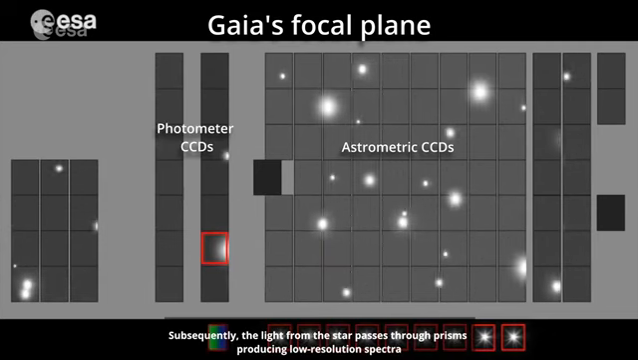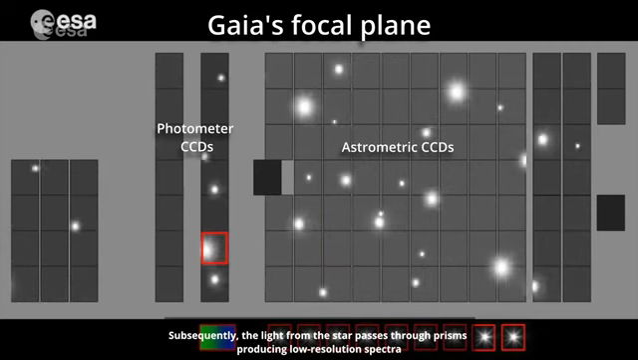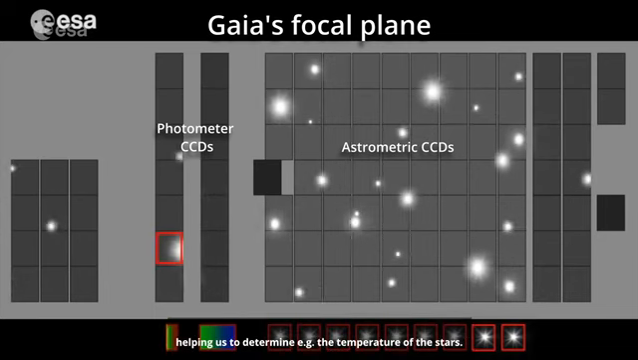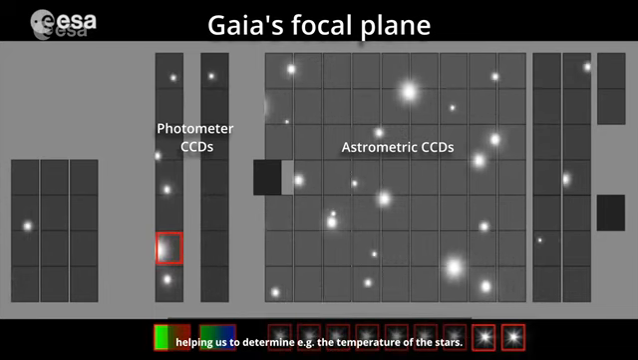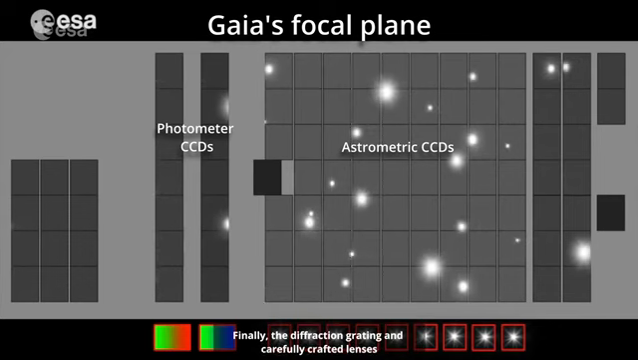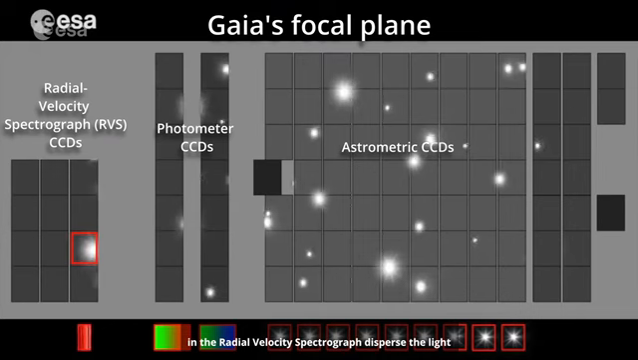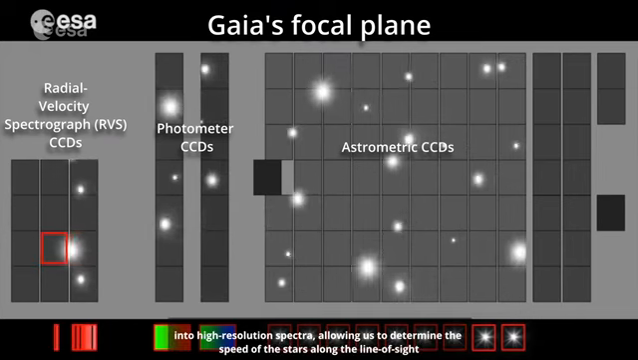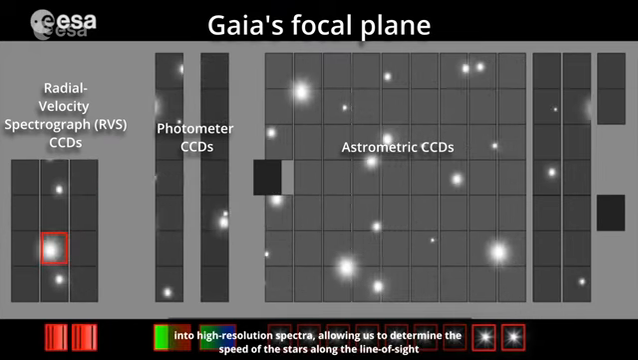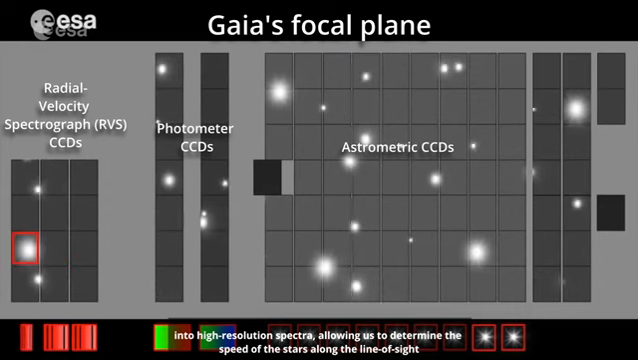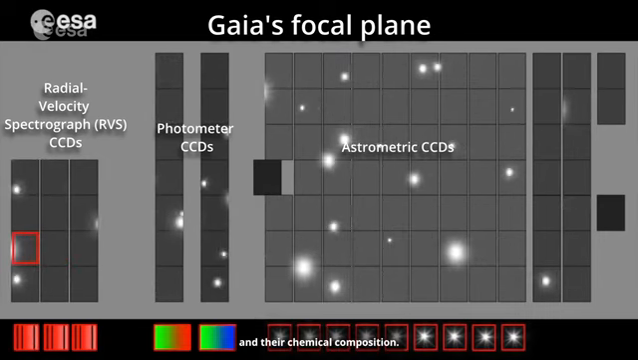Subsequently, the light from the star passes through prisms, producing low-resolution spectra, helping us to determine, for example, the temperature of the stars. Finally, the diffraction grating and carefully crafted lenses in the radial velocity spectrograph disperse the light into high-resolution spectra, allowing us to determine the speed of the stars along the line of sight and their chemical composition.